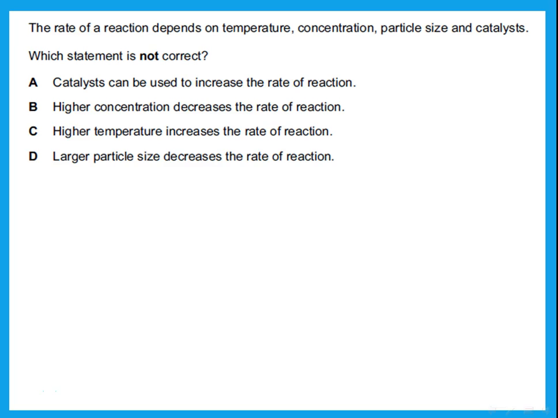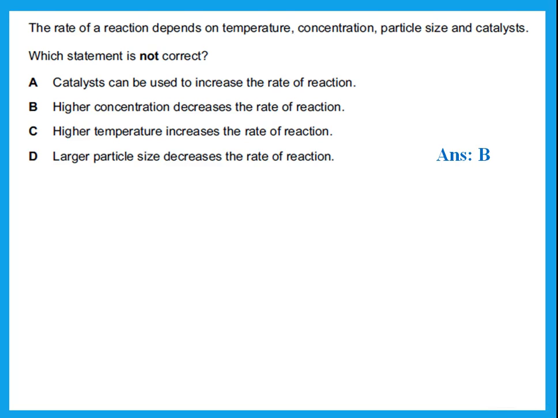The rate of reaction depends on temperature, concentration, particle size, and catalysts. Which statement is not correct? Again, I'm going to remind you, sometimes he says which statement is correct or which statement is not correct. So let's look at the first statement. A says catalyst can be used to increase the rate of the reaction. Is that right or wrong? Of course it's right. Higher concentration decreases the rate? No. Higher concentration increases the rate. So this is the one that is not correct.